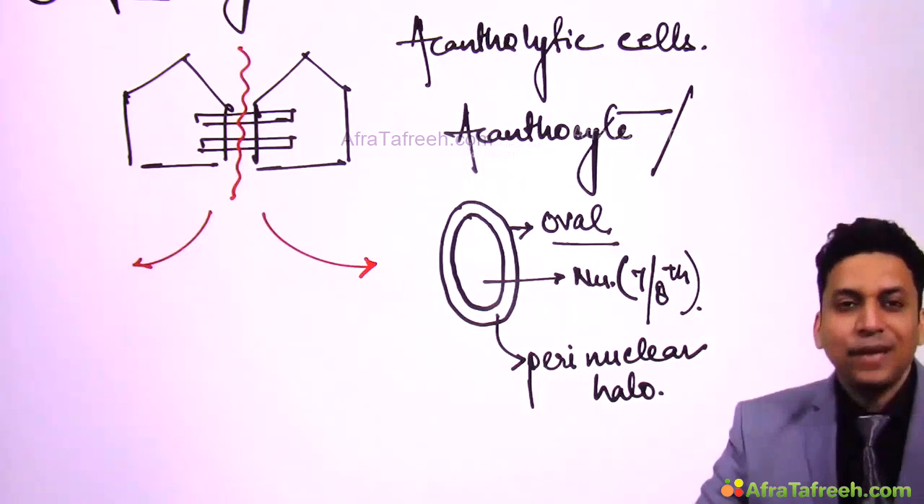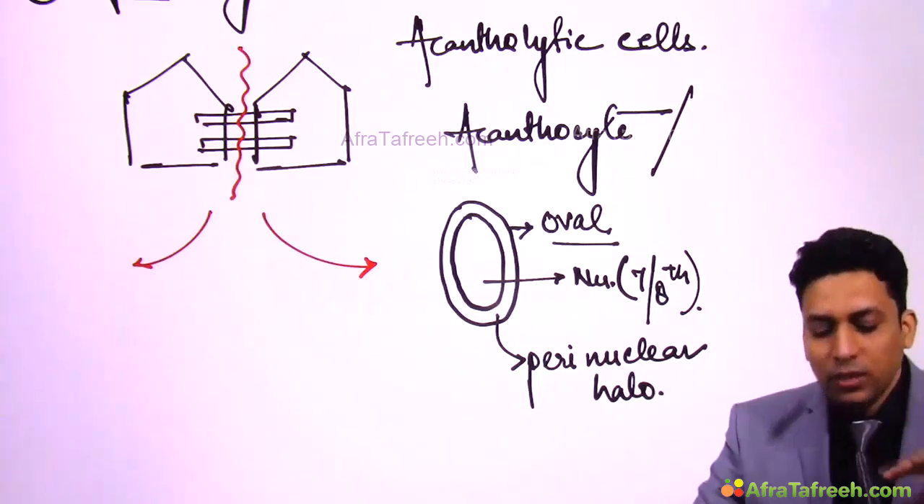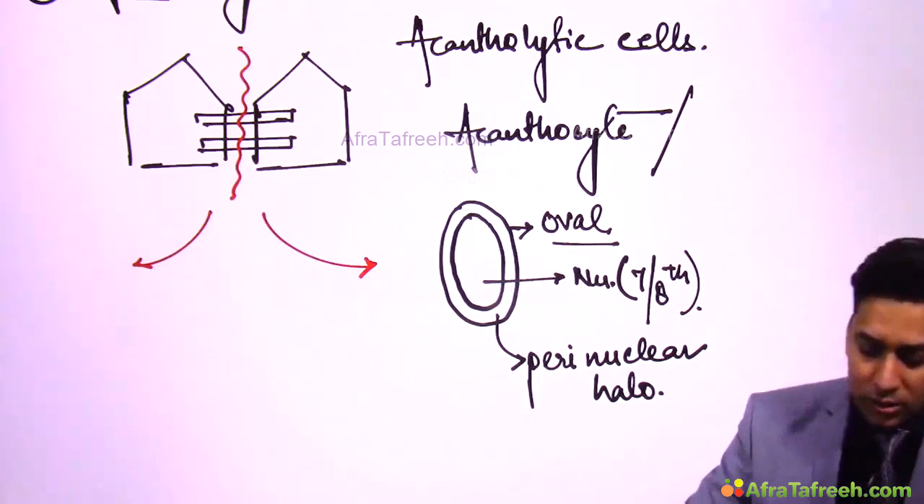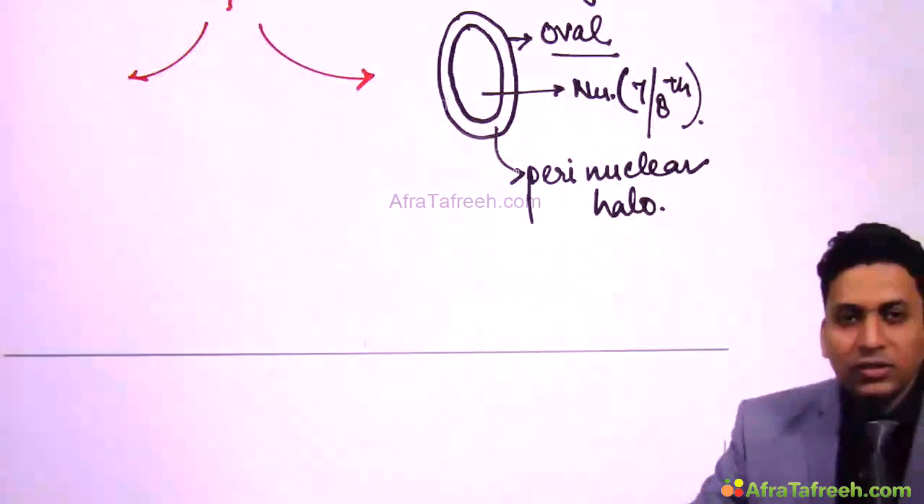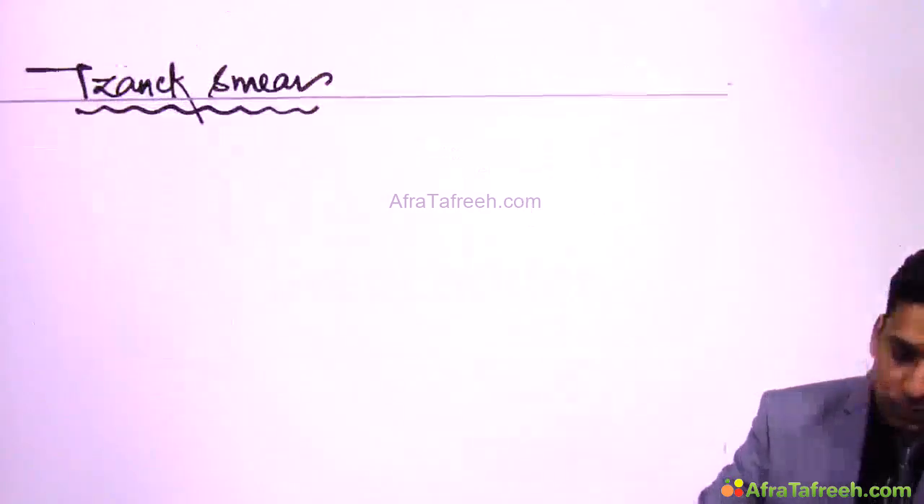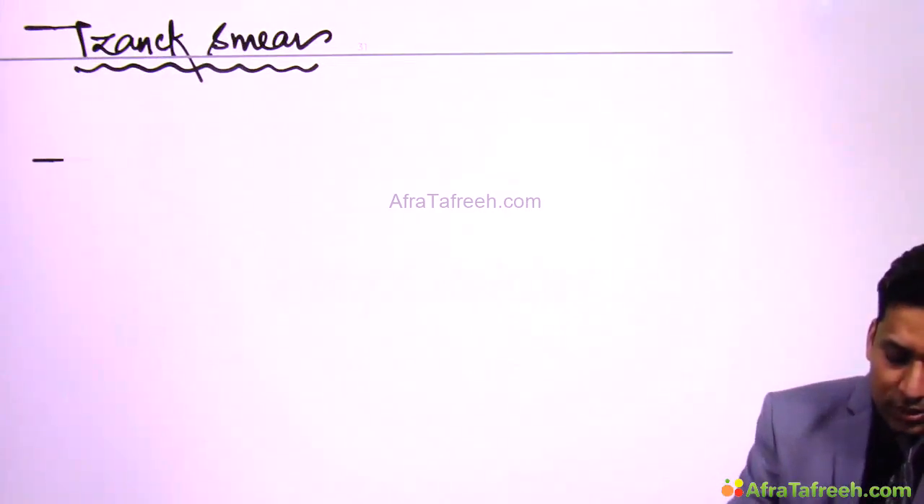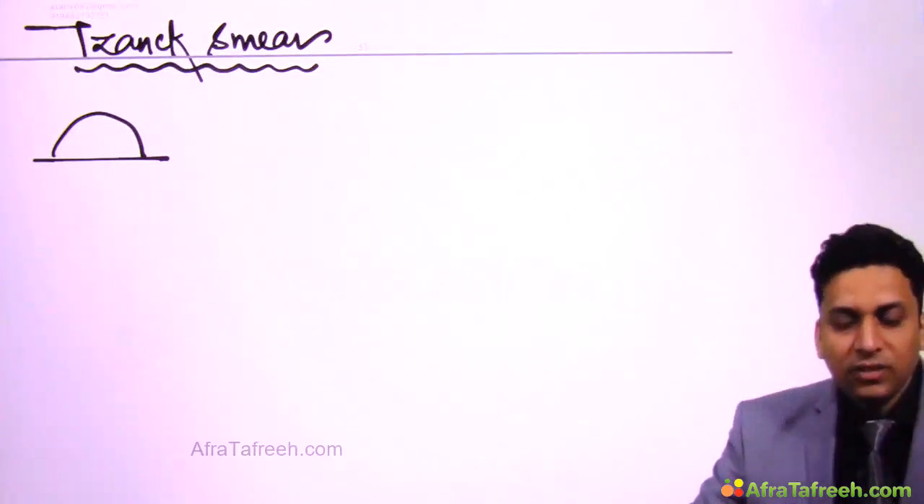Okay, so in one of the exams this question was asked: acanthocytes are which cells? Neutrophils, eosinophils, lymphocytes? They are keratinocytes. So they are the same keratinocytes, the only thing is that their shape is changed. Now if you want to see these cells, you can prepare a smear that is known as Tzanck smear. How do we prepare a Tzanck smear? Let us consider a patient presenting with a blister. So if a patient presents with a blister, what can you do?